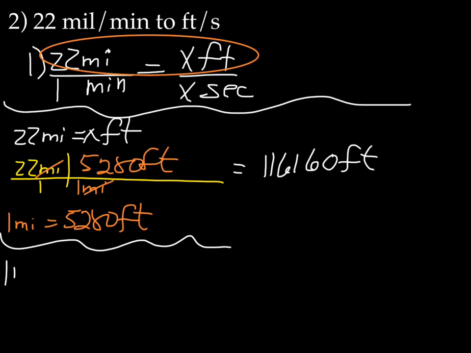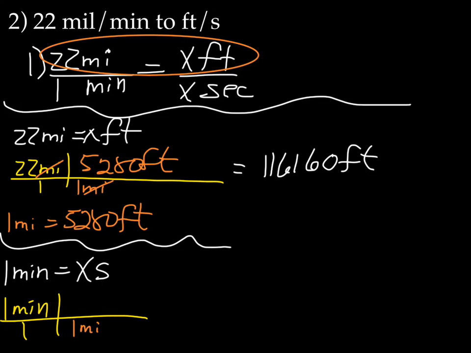For part 2, the bottom part, again, you probably could do this in your head. I have 1 minute equals X seconds. So in the grid, we have 1 minute over 1. And the equality is 1 minute and 60 seconds. And when you multiply, you end up with 60 seconds. All right, let's now put the 2 answers together.